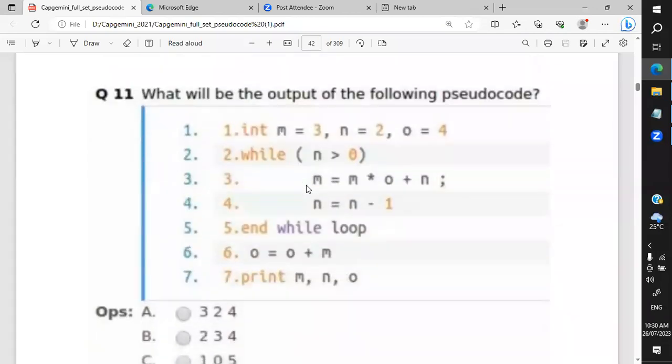Cool. Try this one. Is this question done? M into O into O plus N. I hope, as far as my knowledge, this is not done, I guess. Please try it.